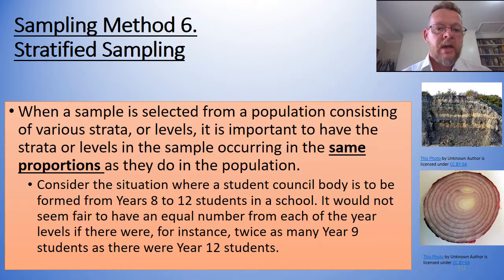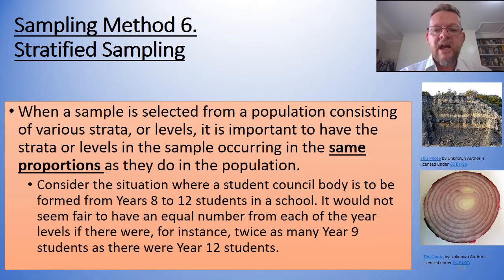Stratified samples. Now this is going to be one we'll focus on a bit. So when a sample is selected from a population consisting of various strata, for example grades within a school or ages, it's important to have the same strata or levels occurring in the same proportions as they do in the whole population. So let's consider the situation where a student council body is to be formed from year 8 to 12 students in a school.